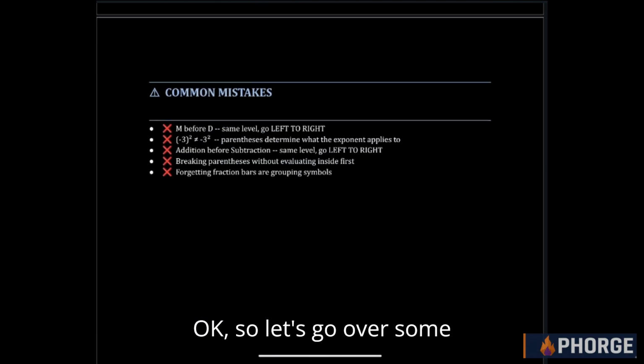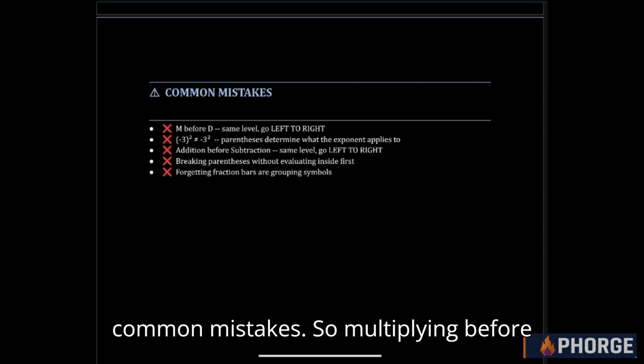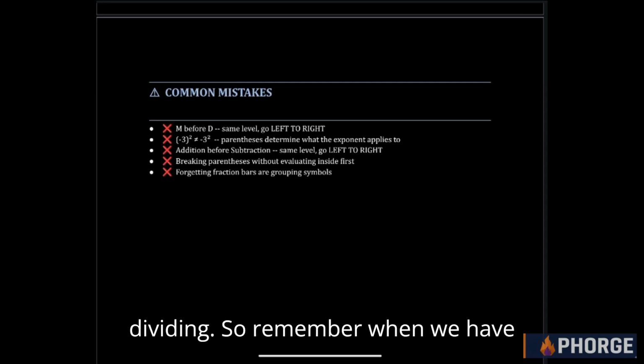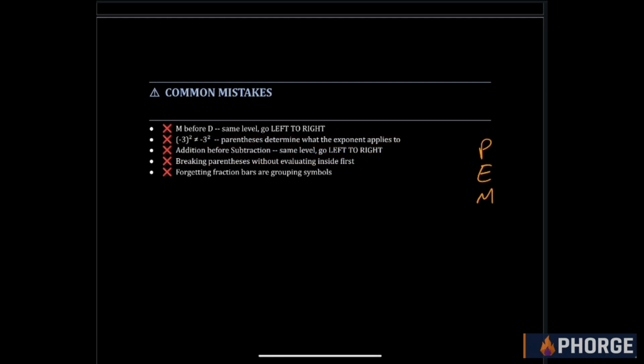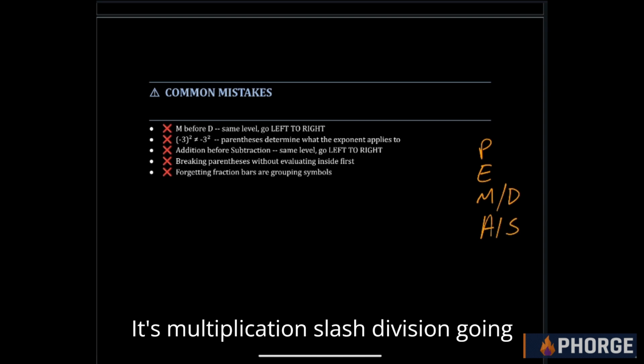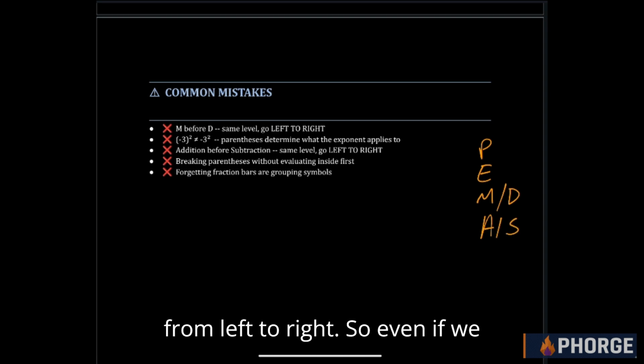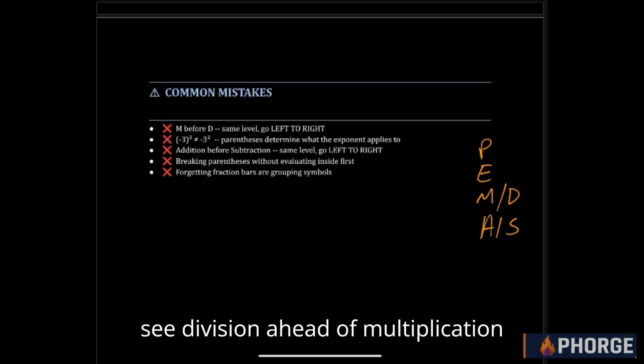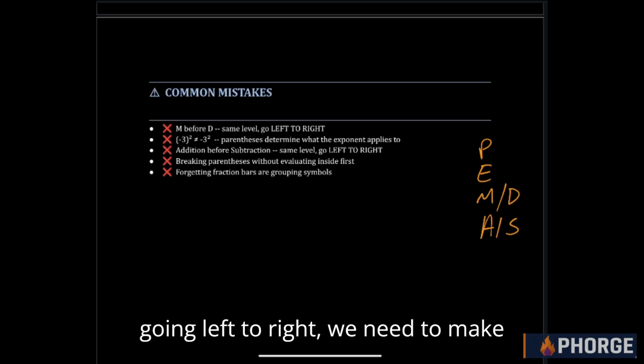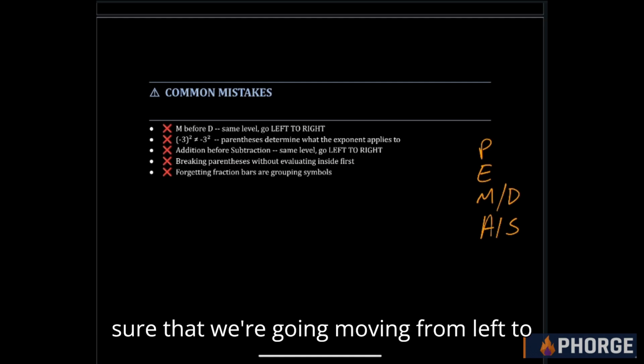Okay, so let's go over some common mistakes. Multiplying before dividing. So remember, when we have PEMDAS, it's multiplication slash division going from left to right. So even if we see division ahead of multiplication, we need to make sure that we're moving from left to right when we're on that level.